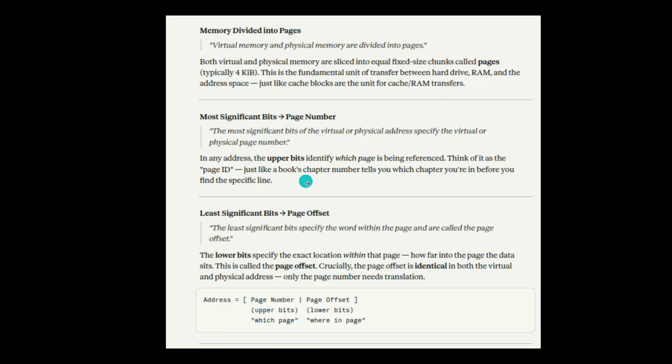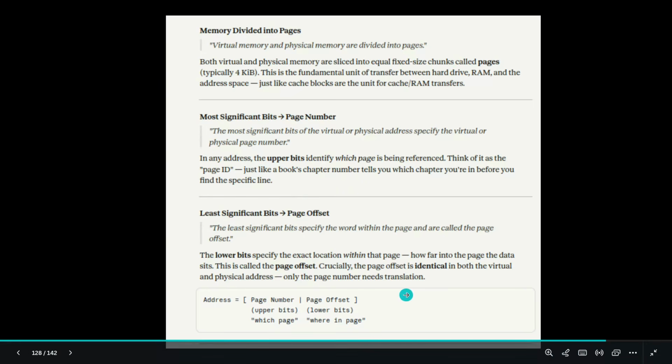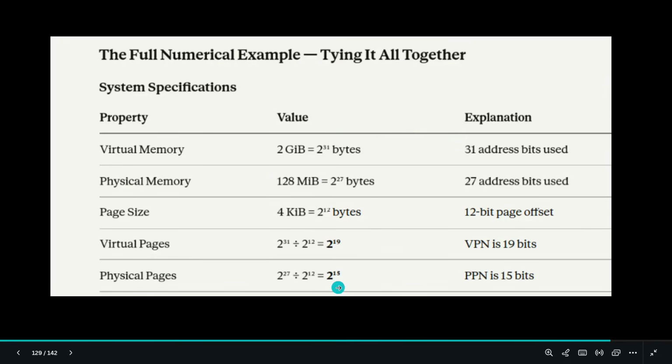This is the page offset. The page offset decides where in the page the word is present. So an address is divided into two parts: you have the page number and you have the page offset. The page number is the upper bits, the most significant bits, which define in which page, and where in the page is decided by the page offset, that is the lower bits.